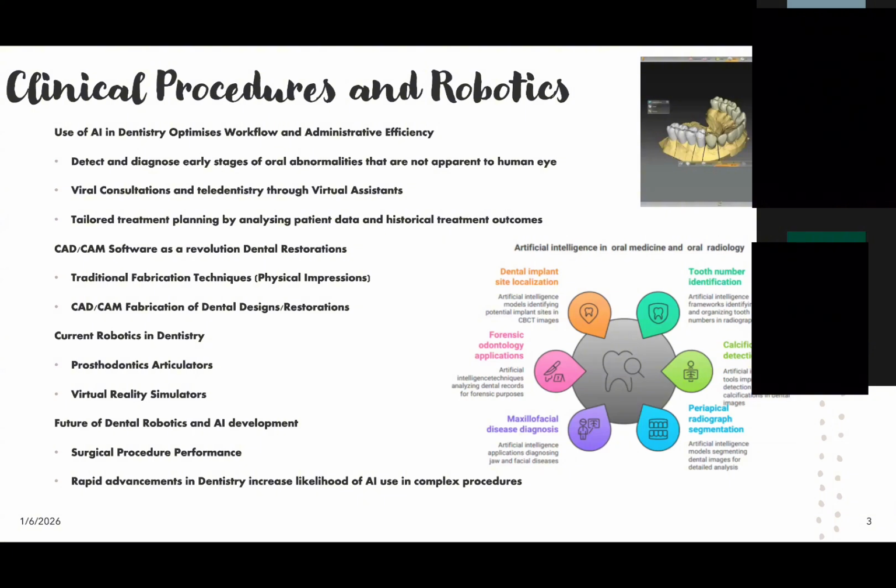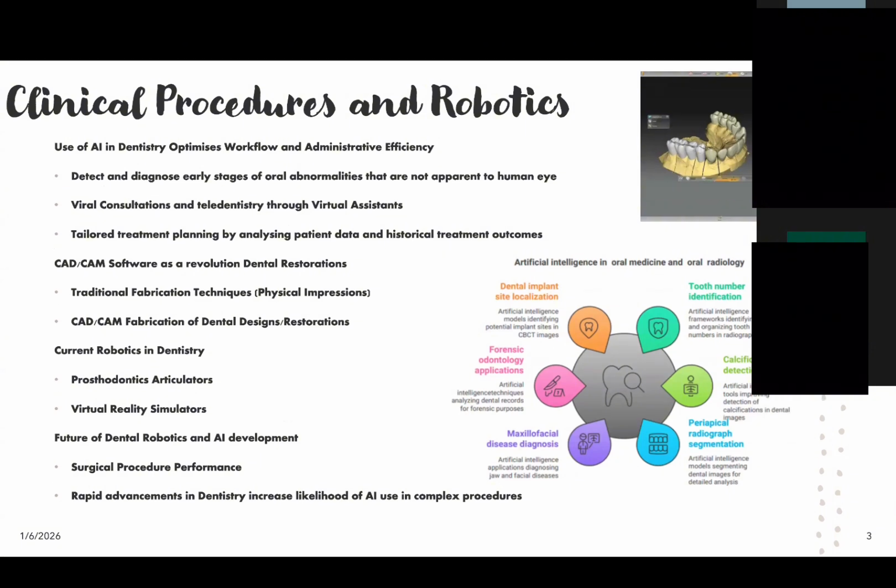On this slide, I'm going to talk about how clinical procedures in dentistry are being transformed by artificial intelligence and robotics. Firstly, the use of AI in dentistry has significantly improved workflow and administrative efficiency. AI systems can help dentists detect and diagnose the early stages of oral abnormalities, including issues that may not be easily visible to the human eye, such as small lesions or early decay. This allows problems to be identified earlier, improving patient outcomes.